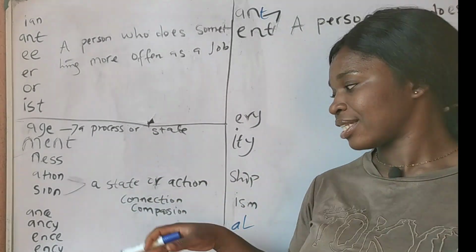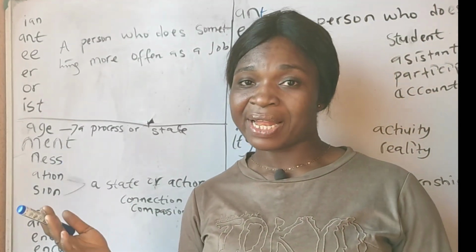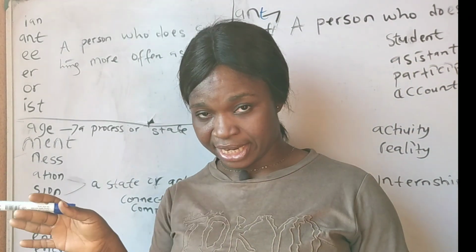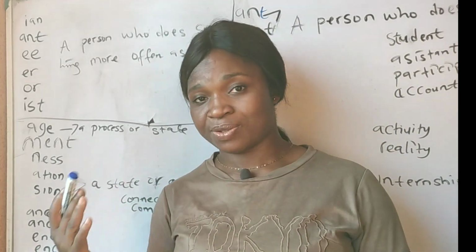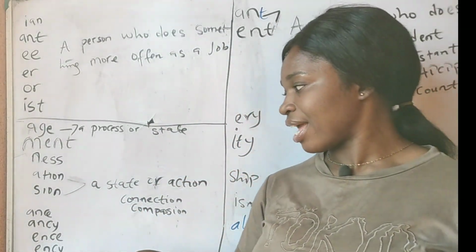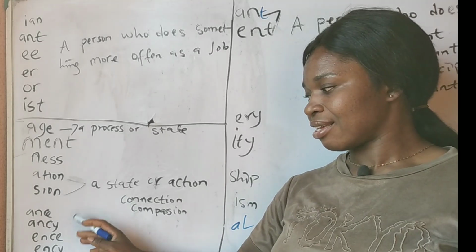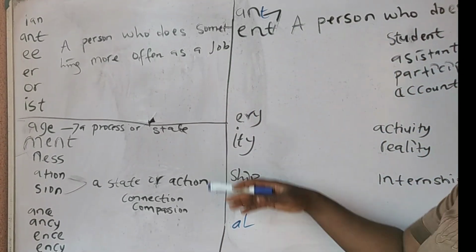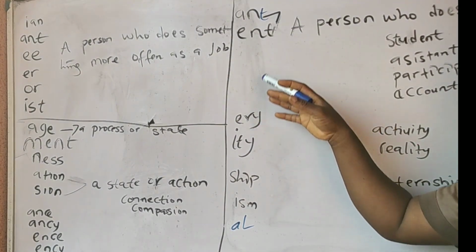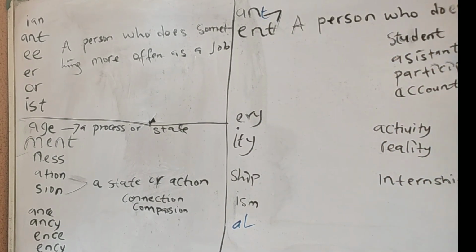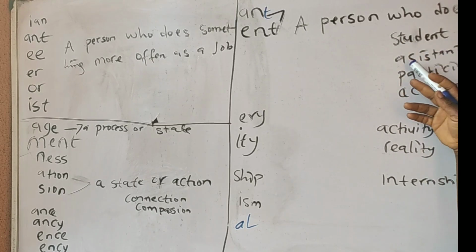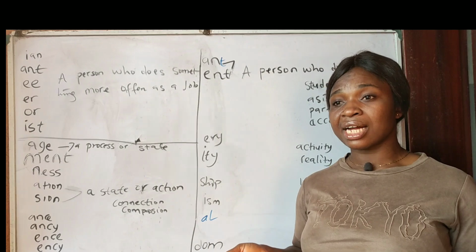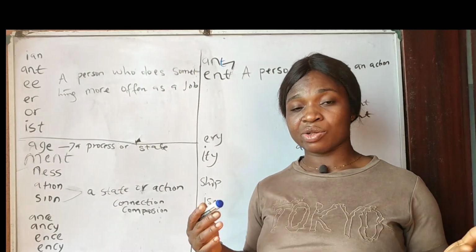Okay, so connect. Can you connect me to your source of supply? Okay, and connection, he has the connection that you need. Can you see the difference between the two sentences? So we move on. We still have ance, ence, ancy, ency, ion. And we still have ant and ent. This represents a person who does an action. We have student, assistant. Someone who keeps an organizational record is called an accountant. So an accountant keeps accounting records.